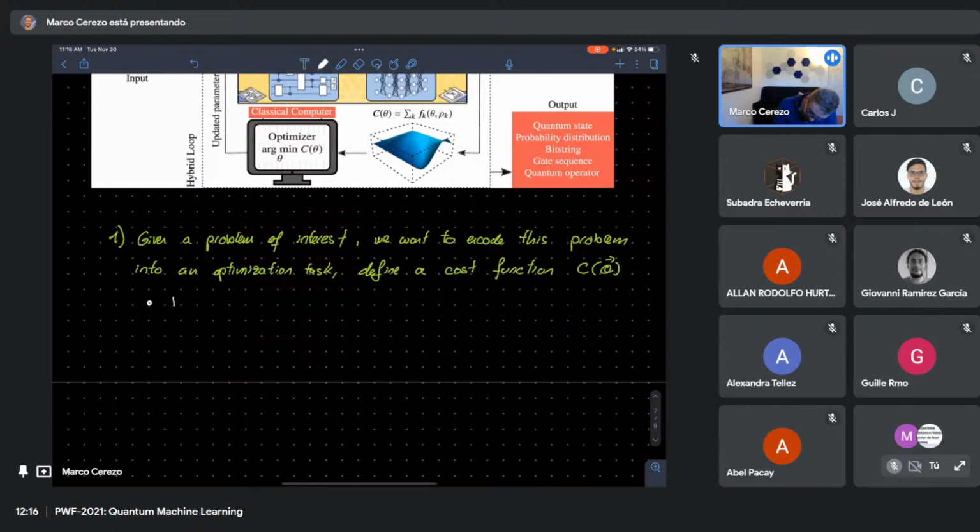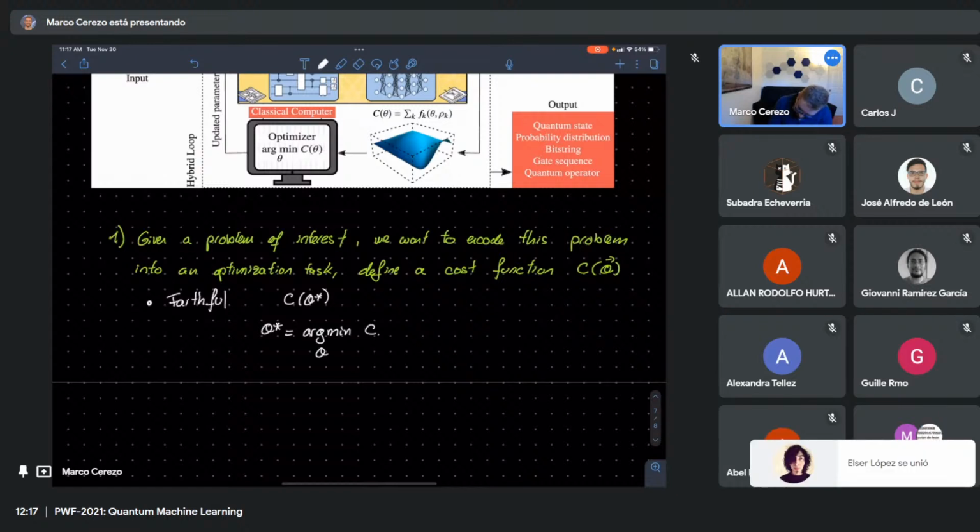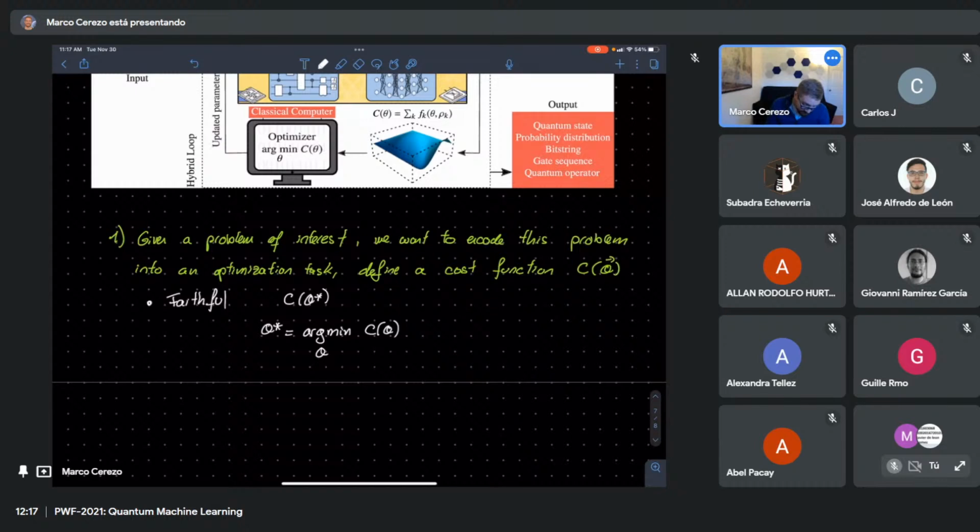So the first thing that we want for a cost function is for it to be faithful. So what does faithful mean? Faithful means that there exists an optimal set of parameters, theta star, defined as argmin over theta of C of theta. This is the set of parameters that minimizes my cost function, such that, for instance, the cost function is equal to 0. This is the absolute minimum of the problem. So we know that there exists a set of parameters that leads to my cost function being 0, and this means that I solved my problem.